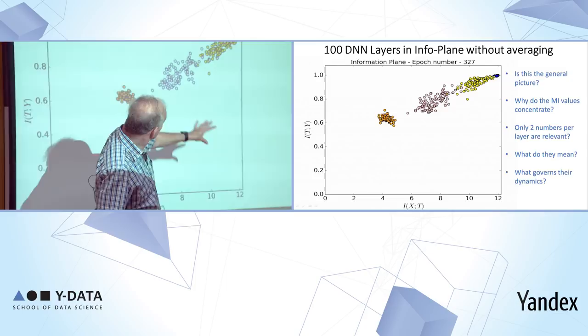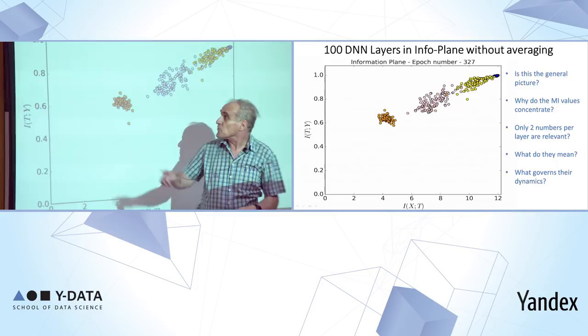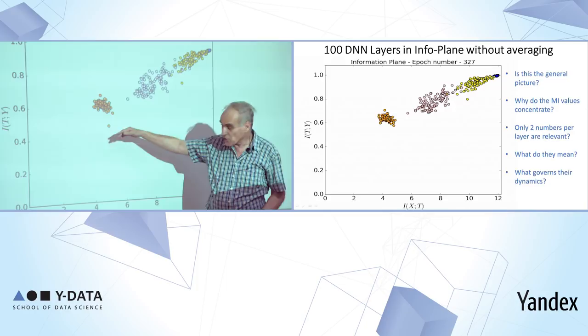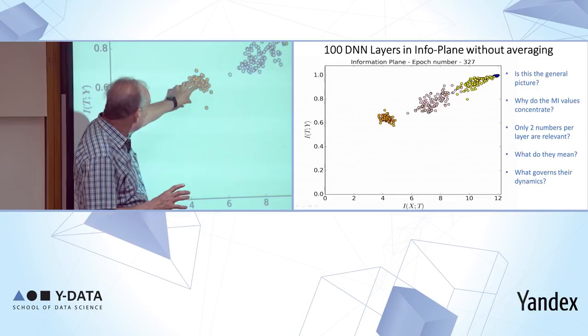The last hidden layer looks very nicely concentrated. So all these 100 different networks look here. The second layer looks more or less here, and so on. And by the way, you see the data processing inequality. You see that when I go through the layers, information goes down, both about the input and about the output. That's what I expect from DPI, from the data processing inequality. So that's very nice. First of all, there is an issue of why they concentrate. I mean, they could have been all over the place.